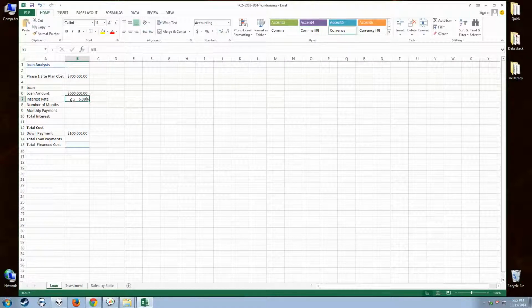We have the total amount we need. We have the interest rate. Let's find out what these payments are going to be here. 5-year loan, 12 months in a year. And now we go to the PMT function.